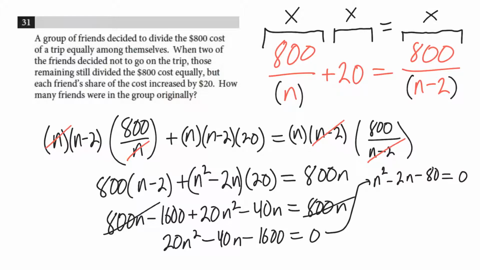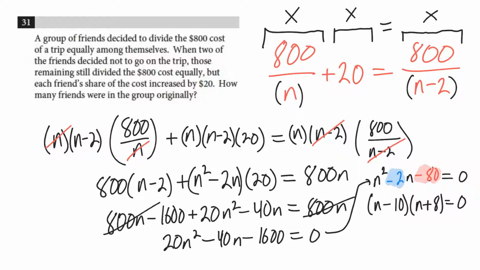Okay, so to factor this, our a value is 1, so we're looking for two numbers that multiply to negative 80 and add to negative 2. Well, I know right away that 8 times 10 is 80. So I think that if I use a negative 10 and a positive 8, that would work. So let's see. n minus 10 times n plus 8 equals 0.